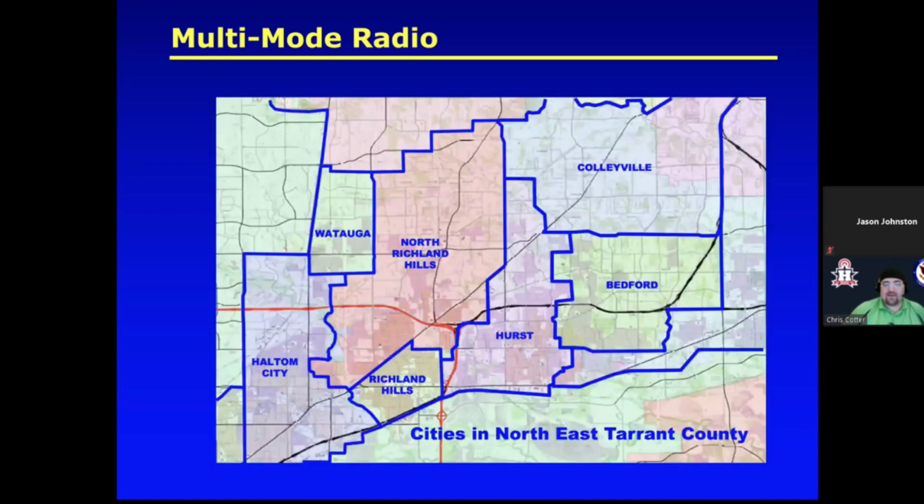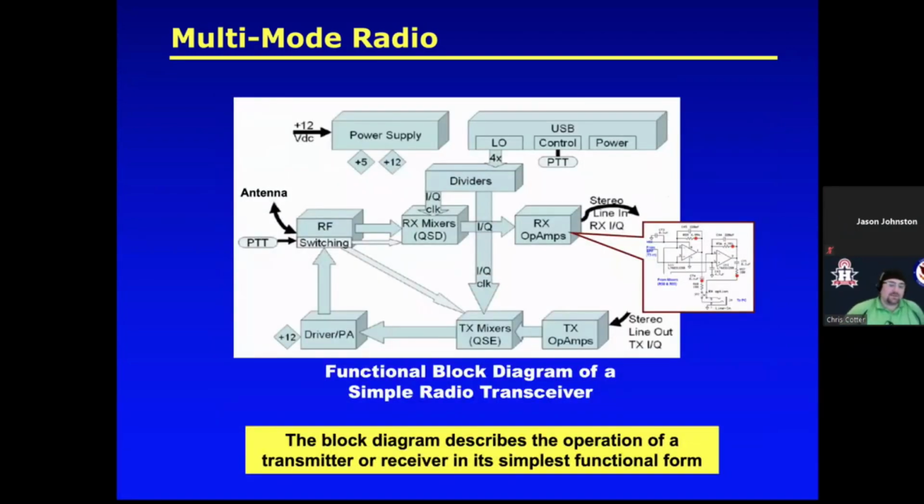Then we also have a map like this. This is that same map, but it's showing the cities in a block form. So there's Bedford, Colleyville, Hearst, North Richland Hills, so on and so on. Looking at that, now you can kind of piece together what each city is doing. And that's what this right here is called a block diagram.